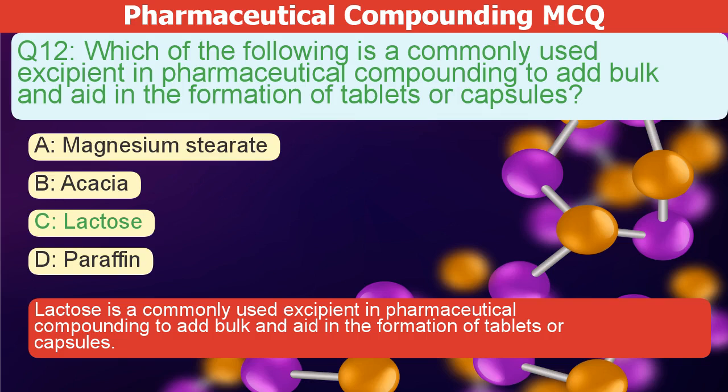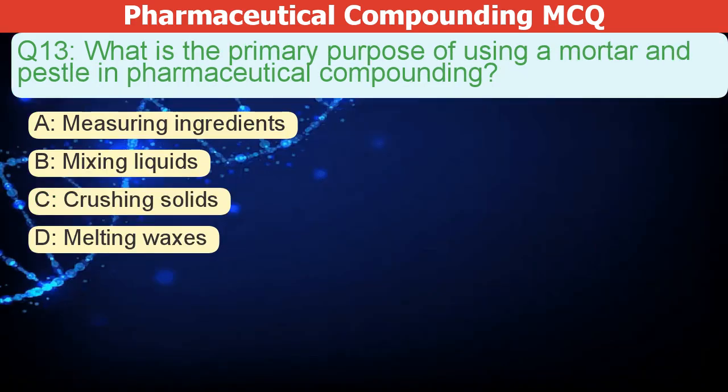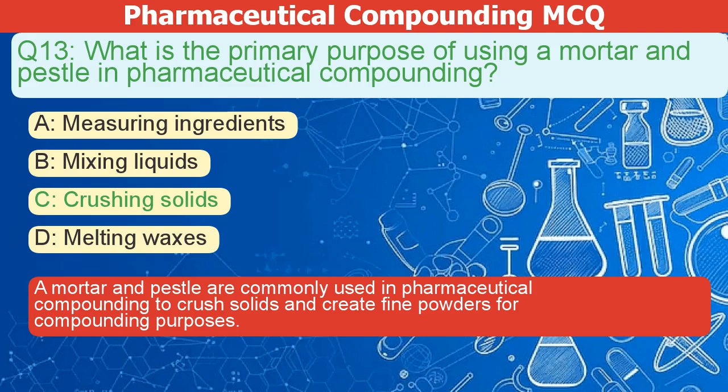What is the primary purpose of using a mortar and pestle in pharmaceutical compounding? A. Measuring ingredients. B. Mixing liquids. C. Crushing solids. D. Melting waxes. The correct answer is C. A mortar and pestle are commonly used in pharmaceutical compounding to crush solids and create fine powders for compounding purposes.